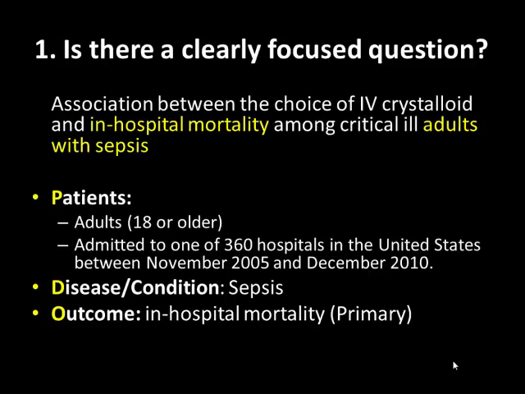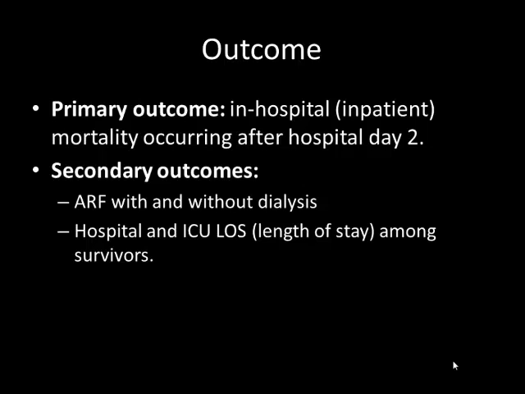So the PDO is, P is for patients. In this case, they were adults that were admitted to a hospital, and there were like 360 hospitals, and this was from November 2005 to December 2010. D is disease or condition, in this case sepsis, and O is the outcome, in this case in-hospital mortality. This is the primary outcome. There's a secondary outcome. The secondary outcomes are acute renal failure with or without dialysis, and hospital length of stay in the ICU and in hospital in general.